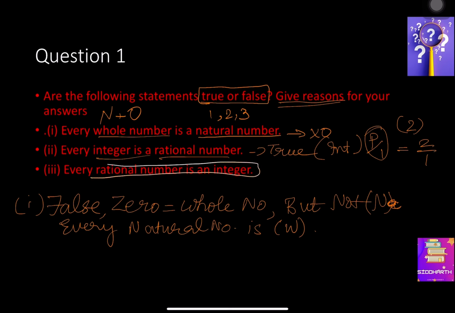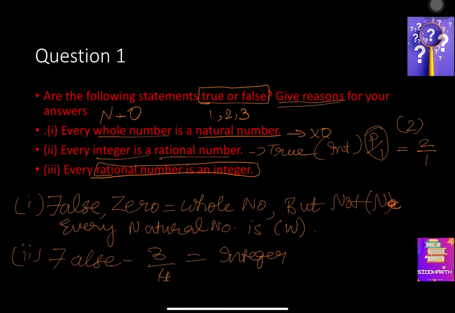No, false, right? The third one is false. Why is it false? It is false because, take the number 3 by 4. Is 3 by 4 an integer? No, right? It's not an integer.